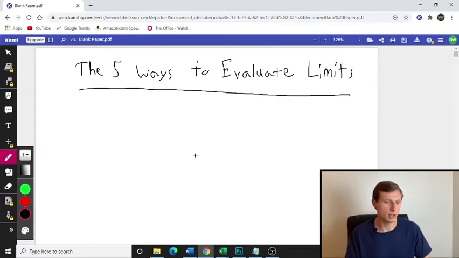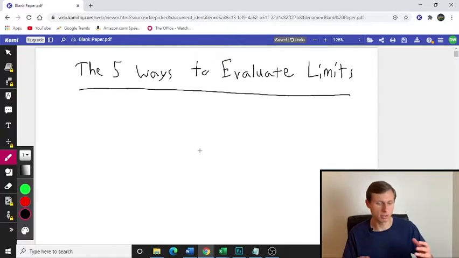And so last time we saw how to solve limits by graphing them and looking at the graphs and determining if it approached the same value from both sides. Today we're going to be talking about the 5 ways to evaluate limits if it has some kind of function notation. And here's what I mean.